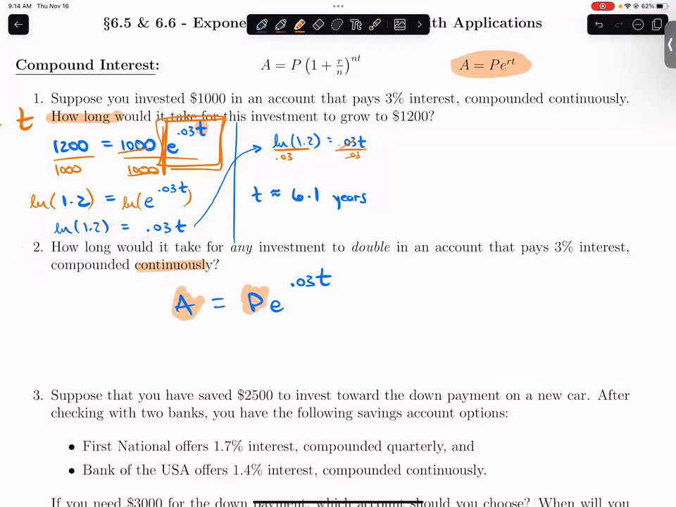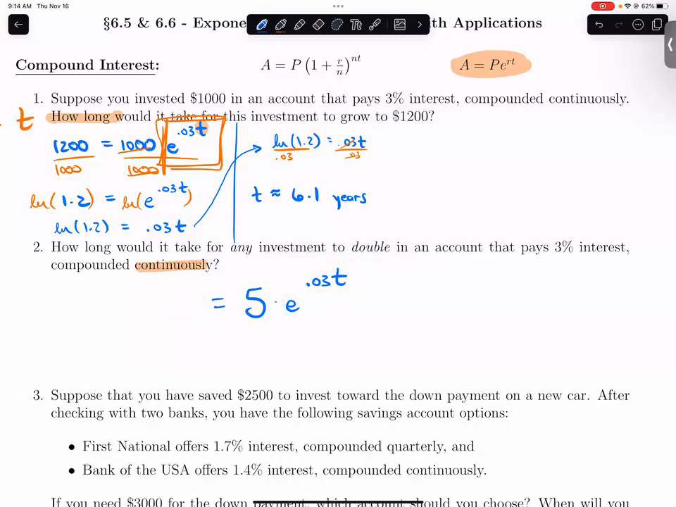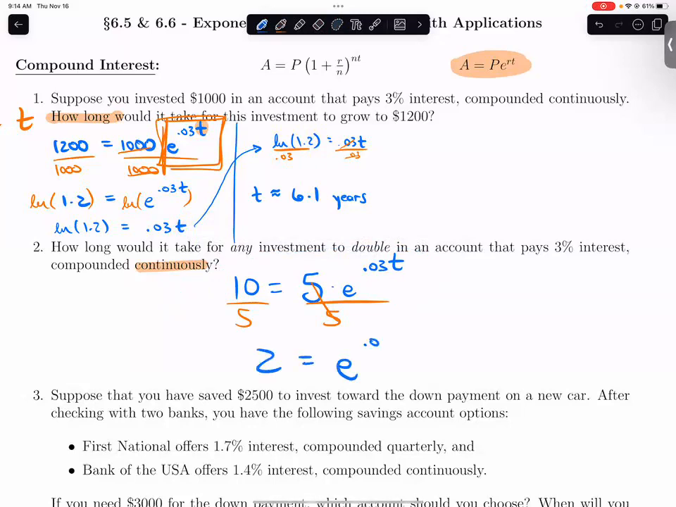Okay, pick one, pick what? I did 5 for P and then 2 times 5 for A. Grady had $5 in his pocket and said, hey, I'm going to put this in the bank and see how long it takes for it to turn into $10. Can we do that? What would be the first thing we would do to solve this? Divide by 5. When you divide by 5, what do you get? 2 equals E to the 0.03 T.